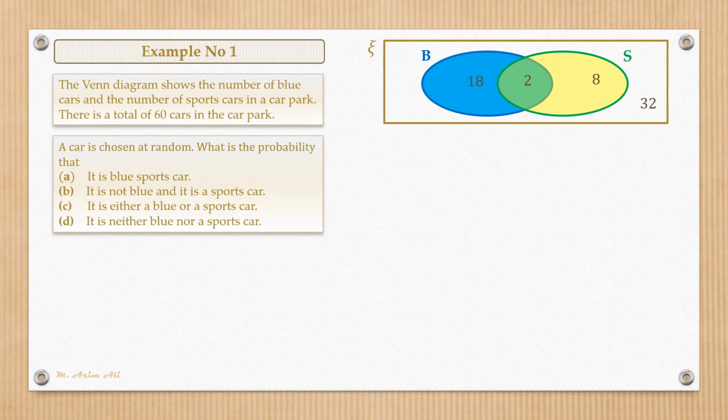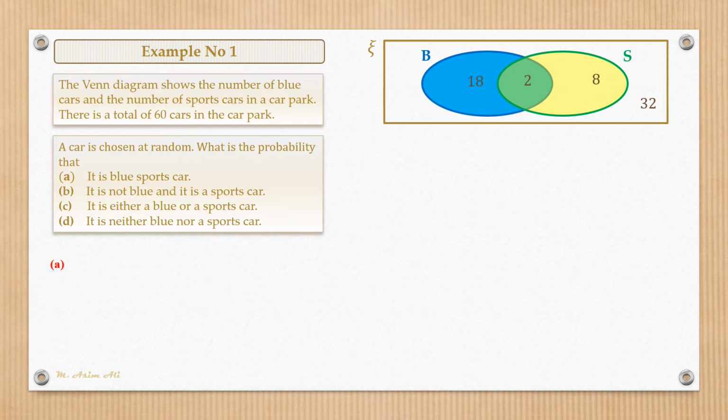Okay, so we have to do four parts here, and we will find the probability of each part, each category. In A part, we have to find the probability that the car is a blue sports car. When we say that a car is a blue sports car, that means it has a blue color and it is a sports car. That means it should come in both of the sets. So, how many cars are there in both of the sets? In the overlapping part or the intersection part, there are two cars.